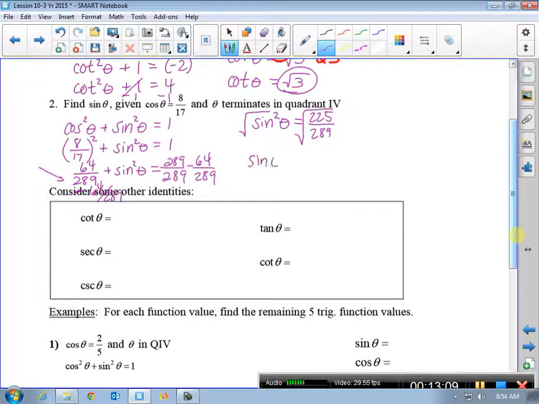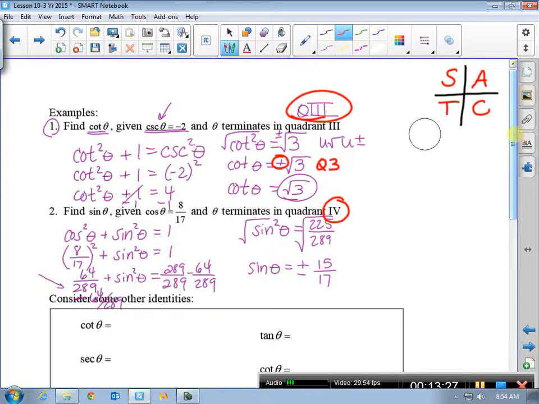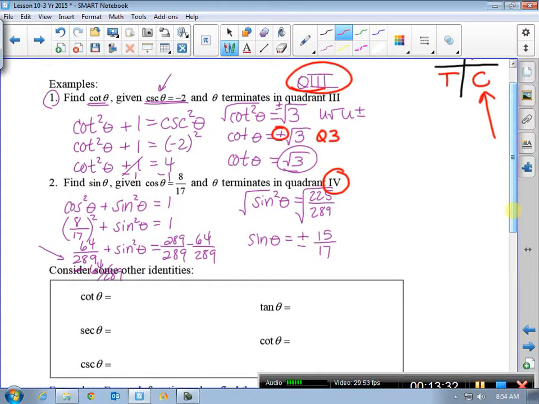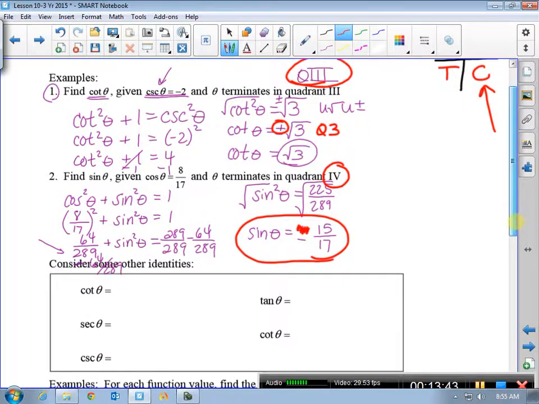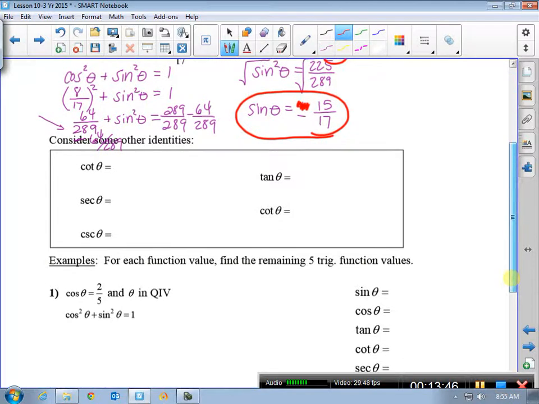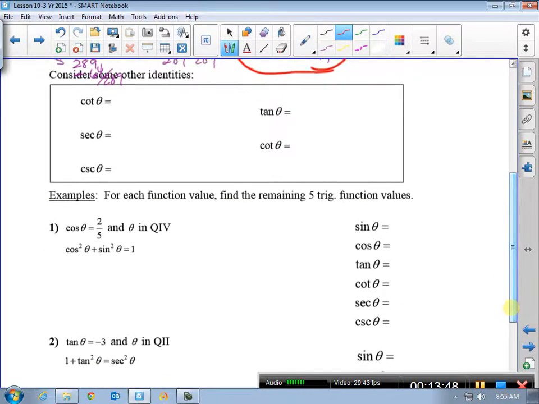So sine theta is either positive or negative 15 over 17. And what determines our sign? Our quadrant. So if we are in quadrant 4, and we're dealing with the sine of an angle, then you are negative. So the sine of theta is negative 15/17. So what we've shown so far is that we can use those 3 identities to solve some problems.